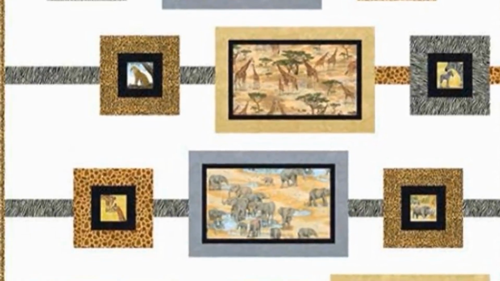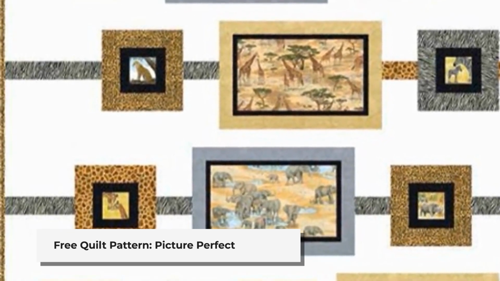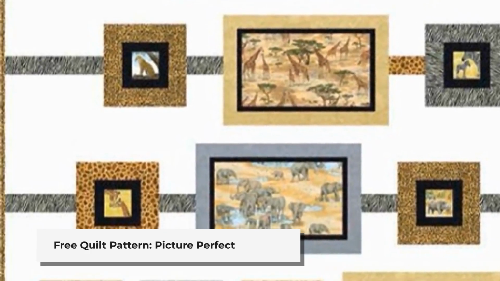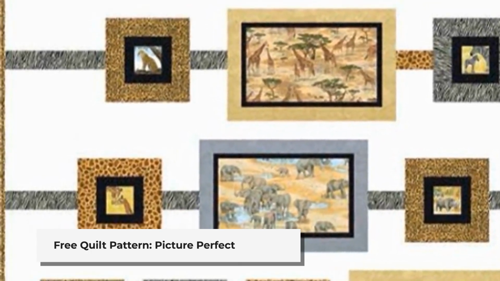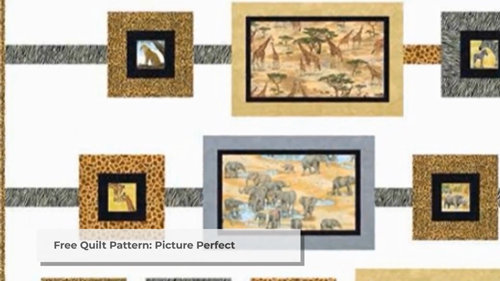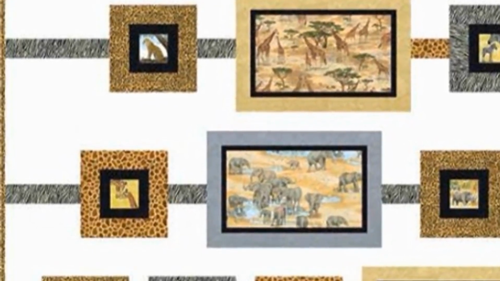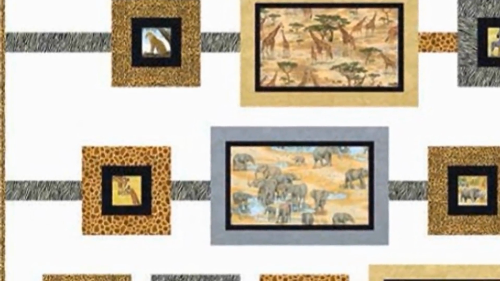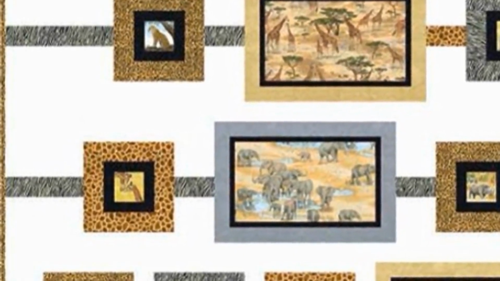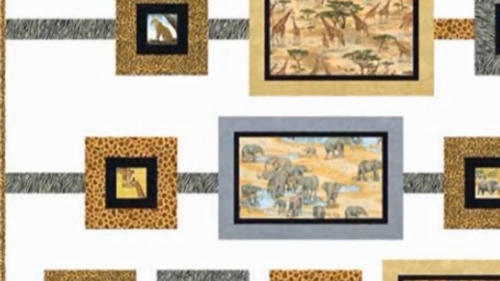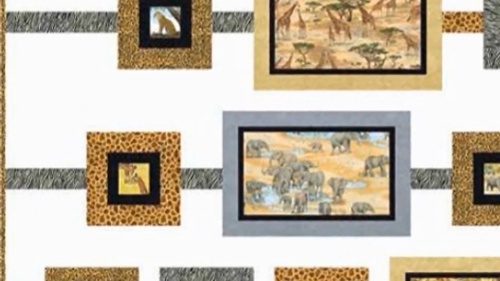The final free pattern is Picture Perfect by Jean Ann Wright for Andover Fabrics. Measuring 57 by 60 inches, this engaging design uses framed pictures of animals thoughtfully arranged to resemble an art gallery wall. The mix of African wildlife prints adds a touch of the exotic, perfect for nature enthusiasts.